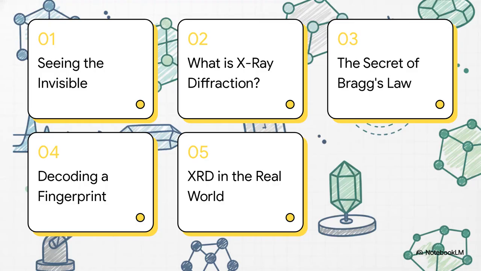So here's the game plan. First, we'll tackle the huge challenge of trying to see something that's literally invisible. Then, we'll get into what X-ray diffraction actually is and uncover the secret sauce behind it, something called Bragg's Law. After that, we'll learn how to read a material's unique fingerprint, and finally, see how this amazing tool is being used out in the real world.